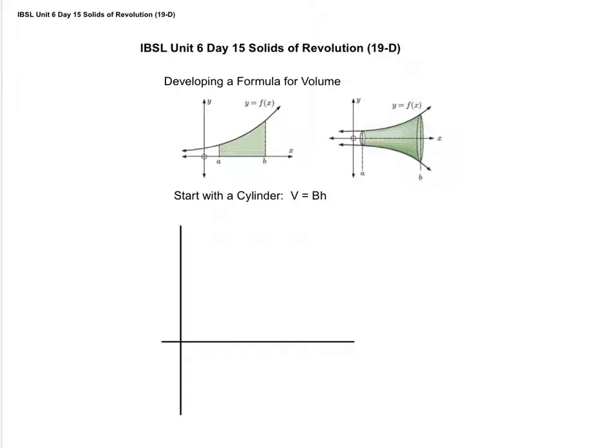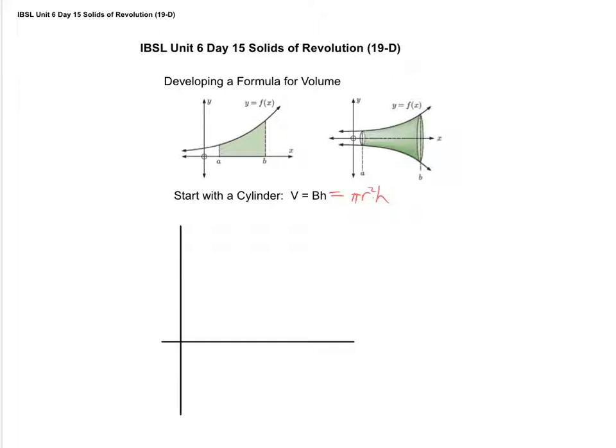But for a cylinder, the base is a circle, right? So your circle has an area of what? Just a circle. There we go. Pi r squared. Okay, pi r squared h. Now, here's what we're doing.